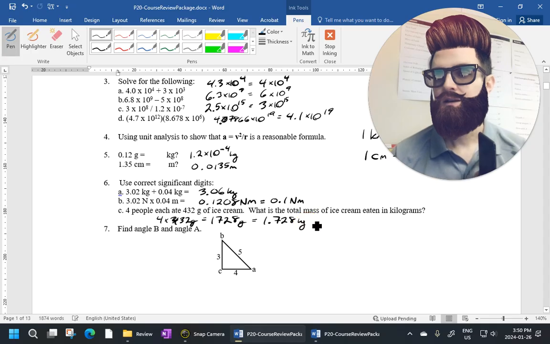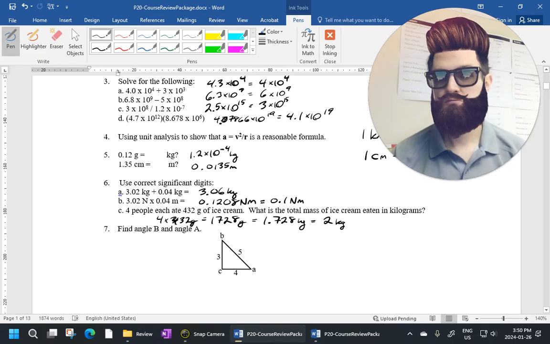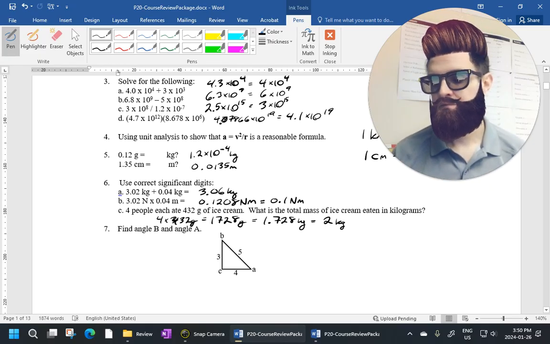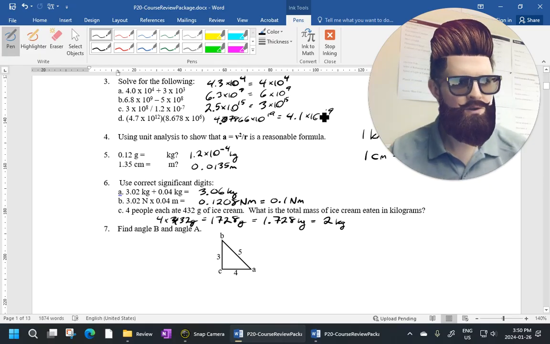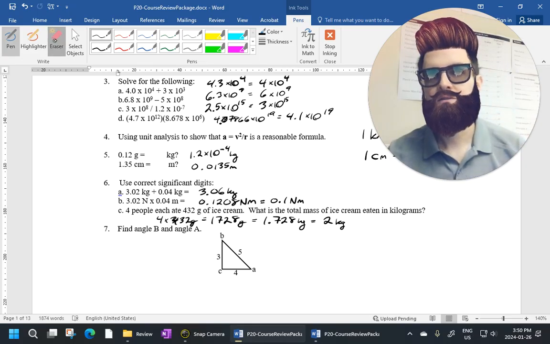17 kilograms, but with proper significant digits, 2.2 kilograms. And that's it. The answer key always says 2 times 10 to the 3. That doesn't make any sense. That's okay. Let me just fix that up there.